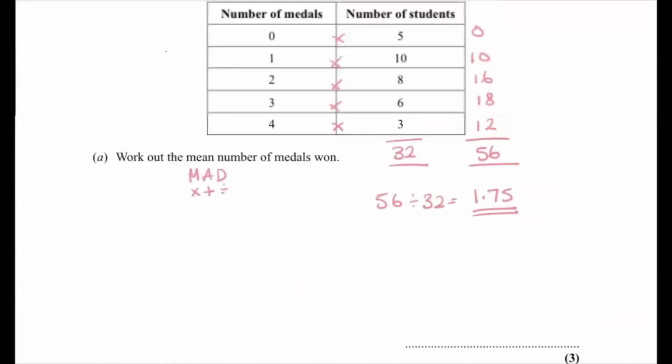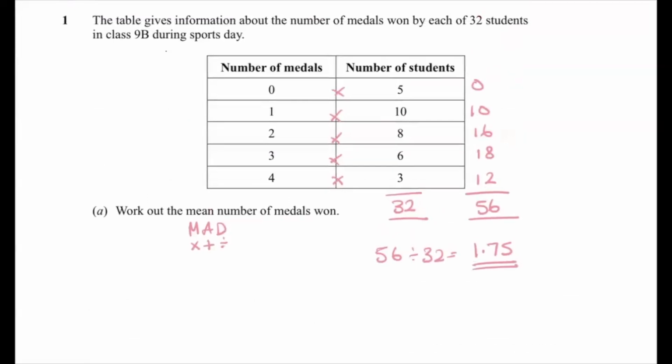The second part is asking us to work out the probability that a student taken from the class won at least 2 medals last week. So we're going to go back to the table. At least 2 medals means that this group, and this group all count. 2 is at least 2. So we've got 8 plus 6 plus 3 equaling 17. So it's 17 out of 32.